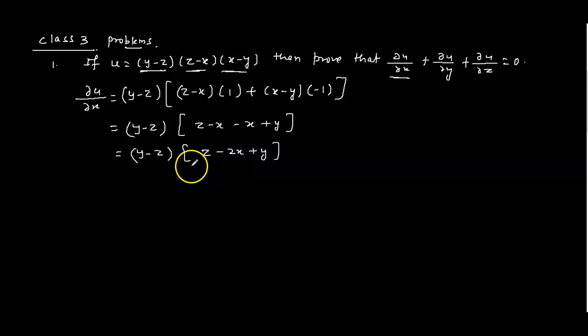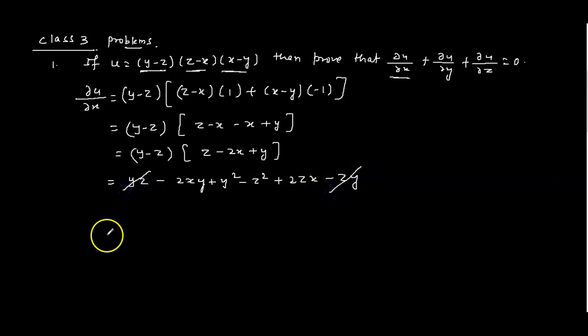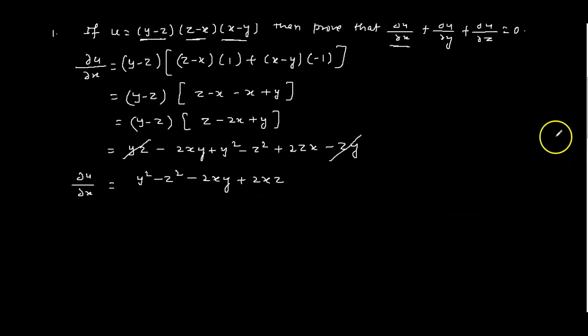If we multiply the whole terms here, we can write this as yz minus 2xy, and y times this one is y² minus z² plus 2zx and minus zy. So does anything cancel here? This zy and zy cancel. So we get ∂u/∂x equal to y² minus z² minus 2xy plus 2xz. Similarly, for the other ones there is no need to show; we can write ∂u/∂y also. We can find the conclusion here.